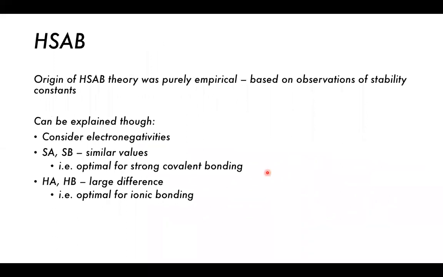So the origin of hard soft acid base theory was purely empirical, and it was just based on the observations of the stability constants of the different complexes. But it can actually be explained through the electronegativities. So for example, with soft acids and soft bases, we generally see good covalent bonding, whereas with hard acids and hard bases, there's usually a large difference, and it's more optimal for ionic bonding. And so you can observe that.